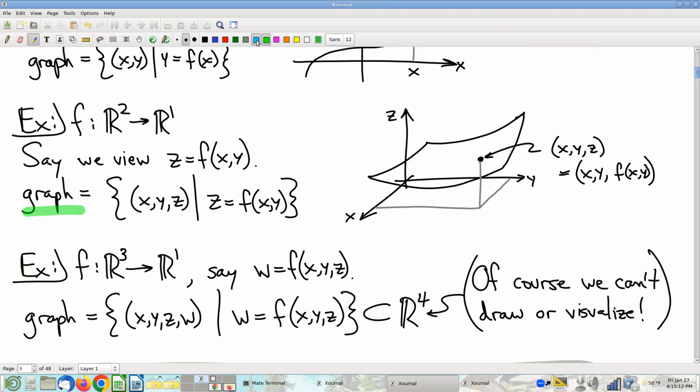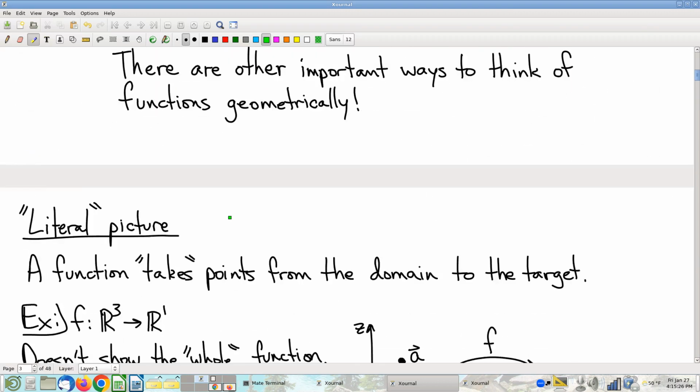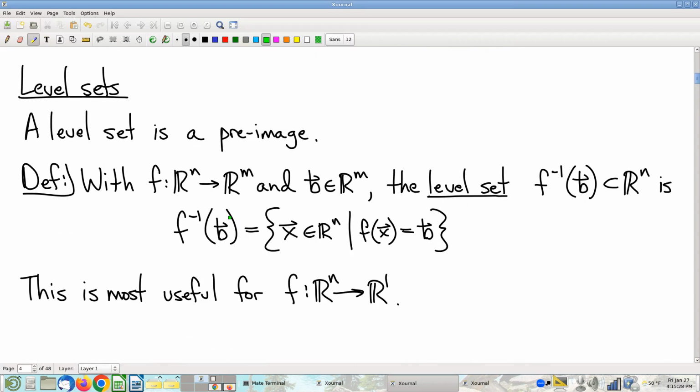A graph is where you take a function, whatever function you want to form the graph of. The graph says set that function equal to a new variable. By contrast, a level set says we're going to take whatever function we want to form the graph of, and we're going to set it equal to a constant.